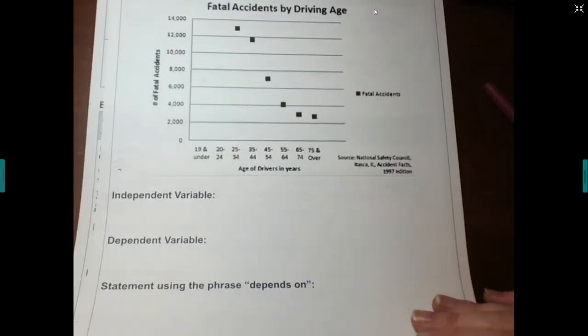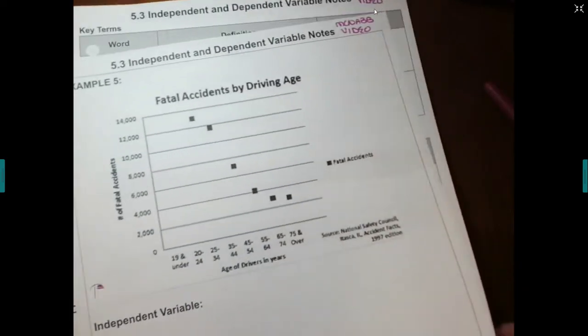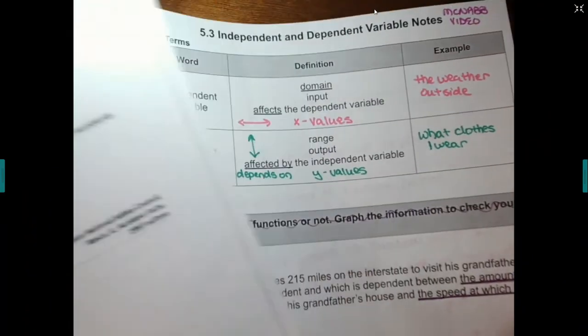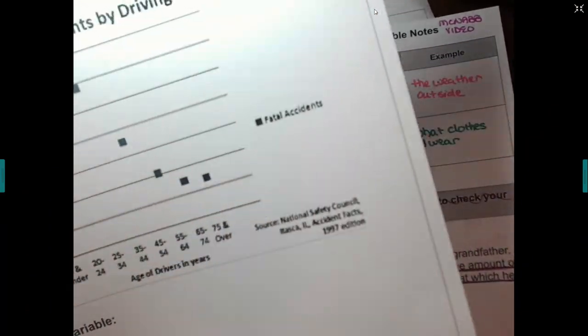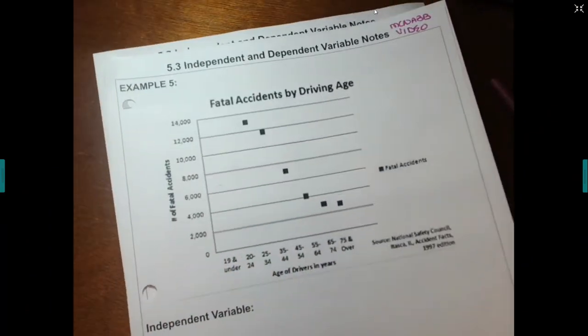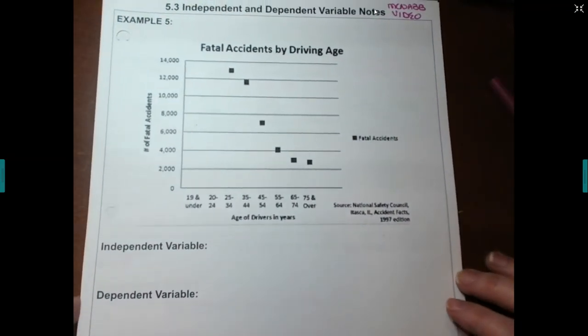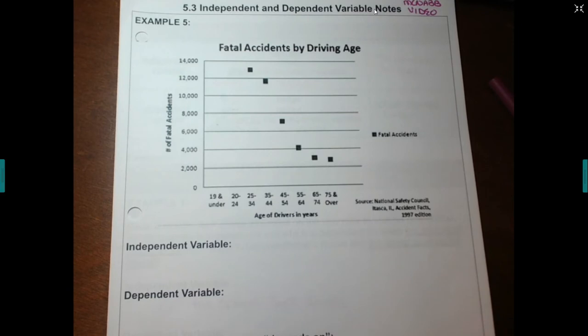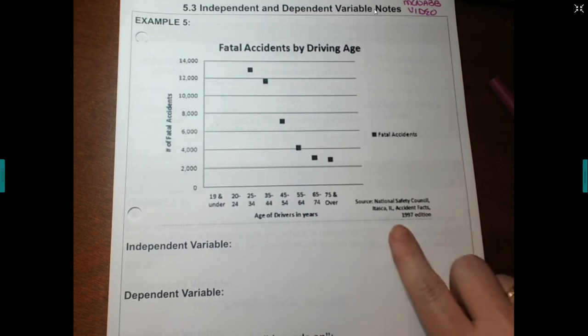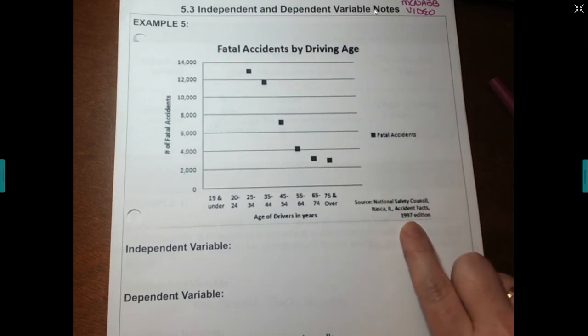So, last but not least, this one's not a super fun one, I know, guys, but I do put it in here because it is important for us to know and think about. This is actually some true information. This is fatal accidents by driving age. Can't imagine why I would go over this with freshmen. And yes, this is real actual information from 1997.